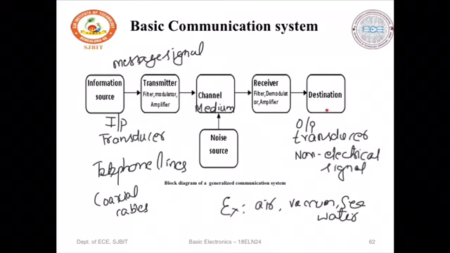At the destination, the output transducer converts that electrical signal into a suitable non-electrical signal for reception. This is about the processes involved in the transmission of a signal from the transmitter to the receiver. Next, we will discuss the principles of operation of mobile phone.